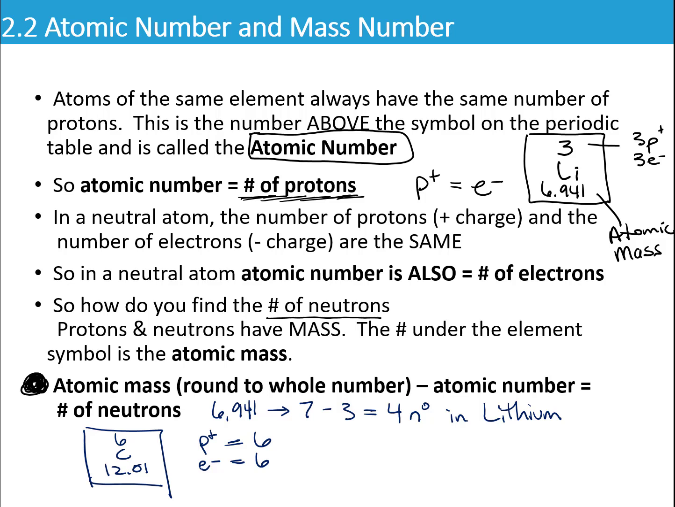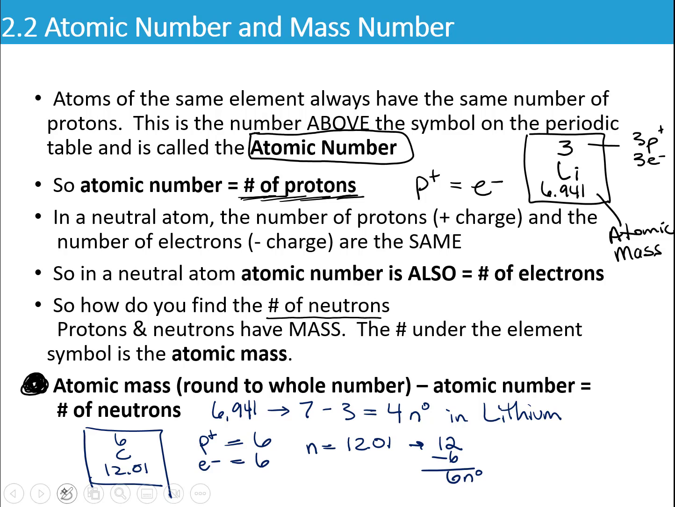So then, to figure out the number of neutrons, what do you do? Take 12.01, round it to just 12, subtract 6. That tells you that there are 6 neutrons. So you do have to do the math with the neutrons. You have to take the atomic mass minus the atomic number to figure out the number of neutrons. For protons and electrons, you don't have to do any math. Just remember that the atomic number, the whole number above the element symbol, tells you the number of protons and the number of electrons.